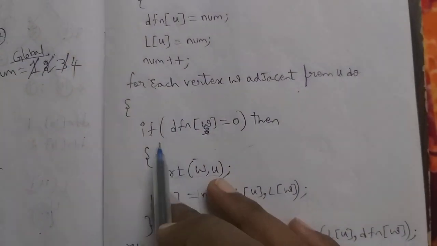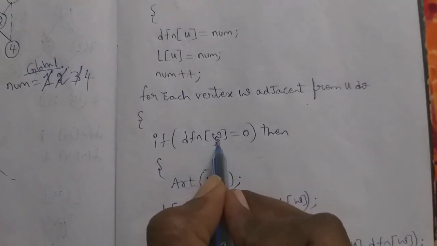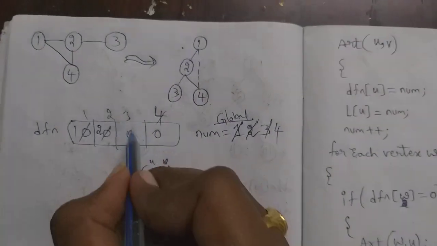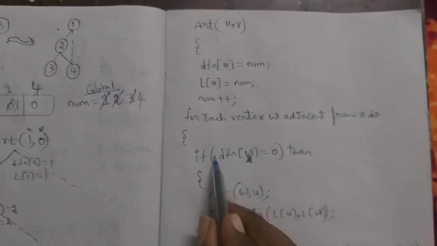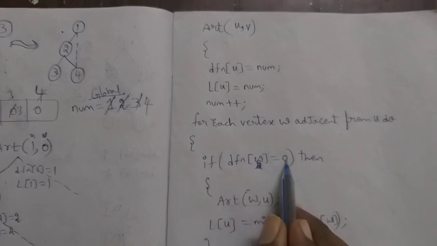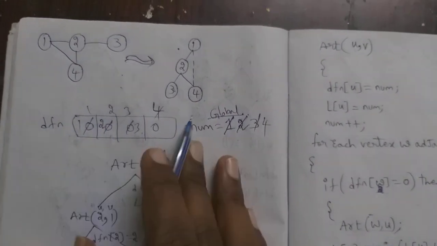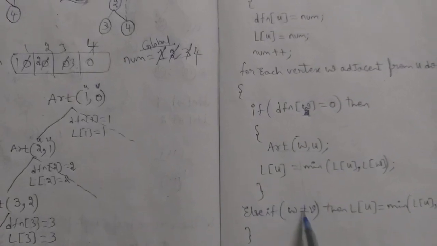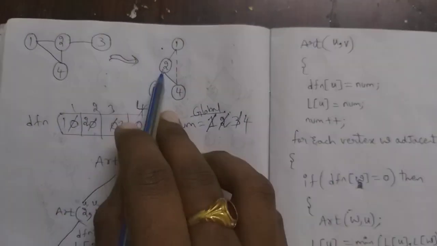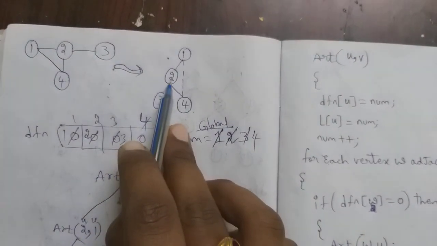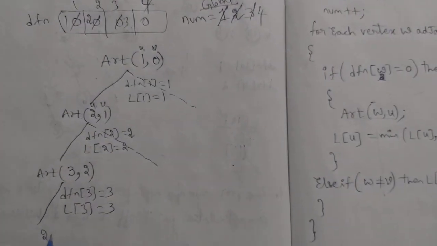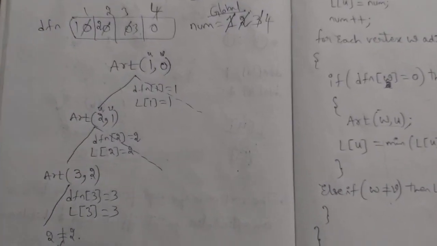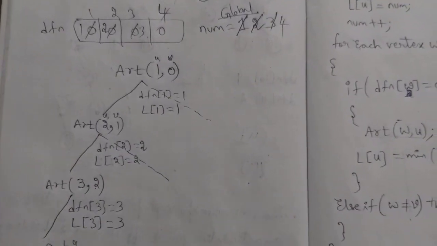For that case, if the depth first number of w is 0, depth first number of 2 is 0, is it true? No. Depth first number of 3 is also, we have updated 3. Yes. If the depth first number of 2 is 0, is 2 0? No. Therefore control comes out of this if loop, else if w is not equal to v. W means 2. For 3, only adjacent vertex w is 2. Is 2 not equal to v? 2? No. Even this is false. Therefore this function call execution is finished. It comes back here.